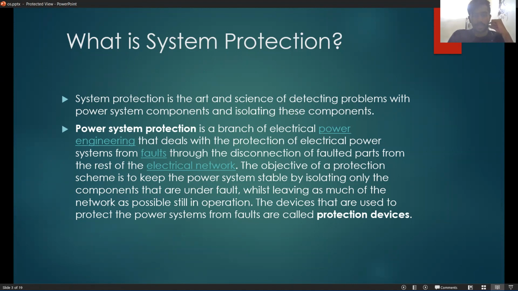The objective of a protection scheme is to keep the power system stable by isolating only the components that are under fault, leaving as much of the network as possible still in operation. The devices that are used to protect the power systems from faults are called protection devices.